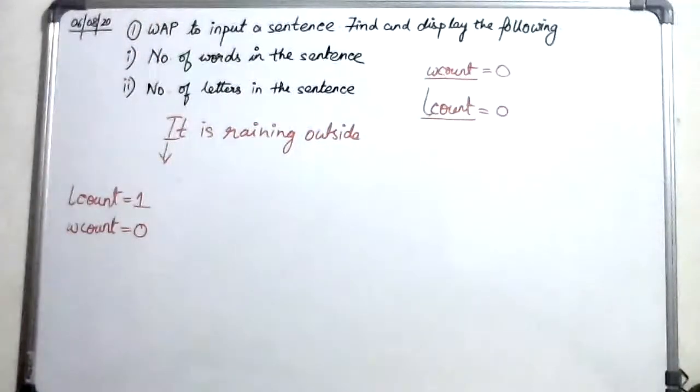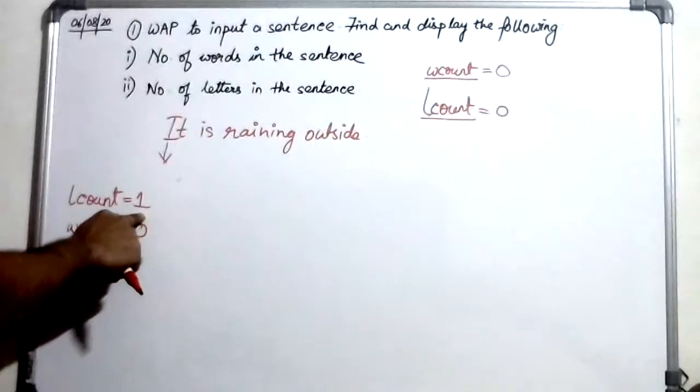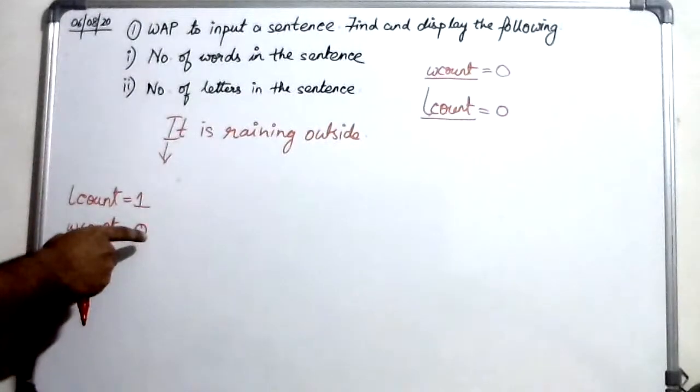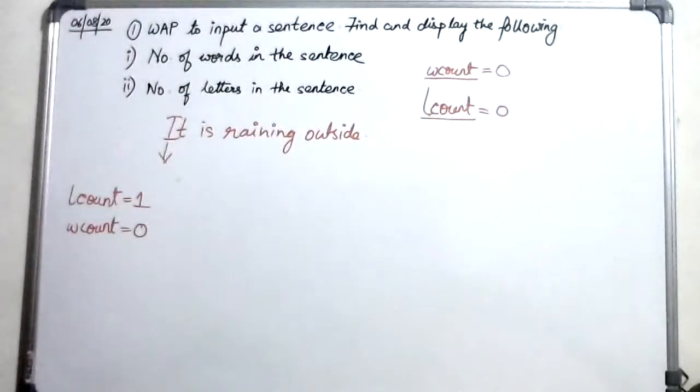We have extracted the first character of the sentence. The first character is not a blank space, therefore it is a letter. So the letter count is incremented by 1. We have found one letter in the sentence, but the W count remains 0 because we have not found a complete word yet.